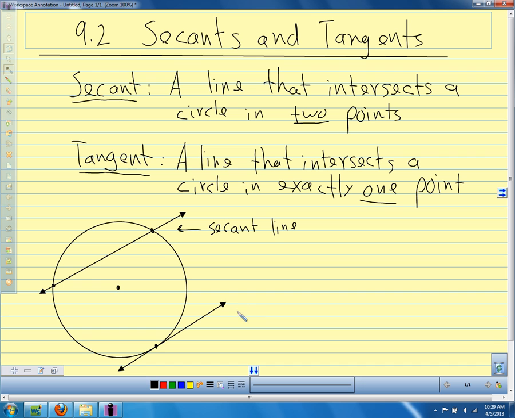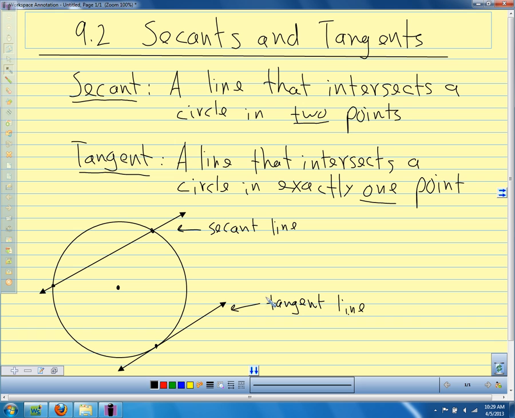So that's our secant line, and that's our tangent line. Secant comes from Latin, meaning to cut. So the secant line cuts through the circle. Tangent, Latin again, means to touch. So the tangent line just touches the circle. So that's where the words come from.